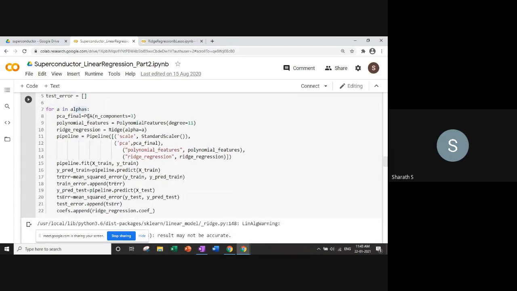So the same thing, you're still doing PCA, which means the 81 parameters are shrunk to 3 parameters, and you don't give different number of degrees like earlier in a for loop. You just choose one highest degree that is there, just the 11, and then call the ridge function and store it in the ridge regression variable.